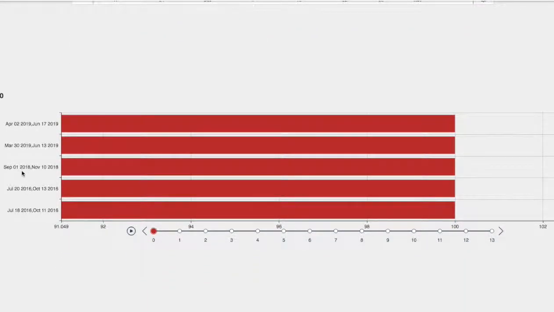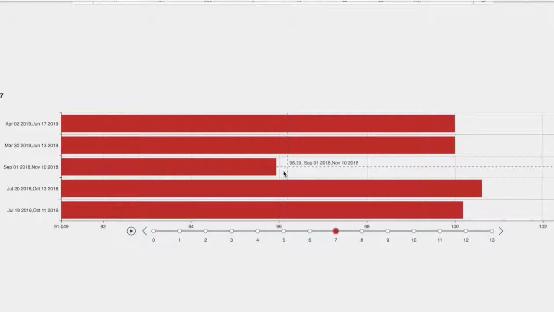So again, the trend that I took a look at was September 1st, 2018 to November 10th, 2018. I'll go day by day where Dow Jones went to back then. So 1 day out, 2 days out, 3 days out, 4 days out, 5 days out, 6 days out, 7 days out. So back then, the Dow Jones was down about 4%.